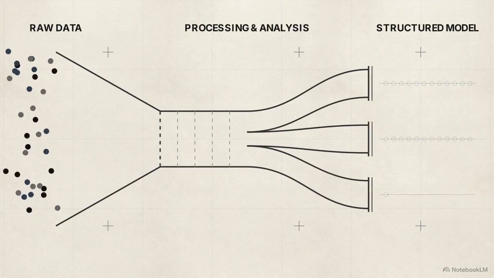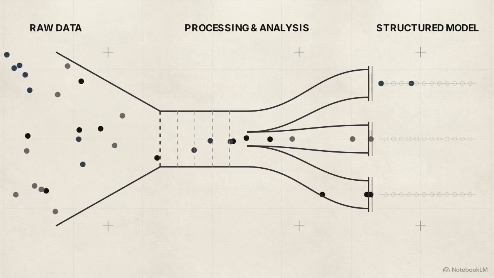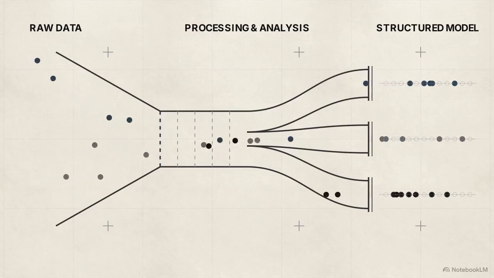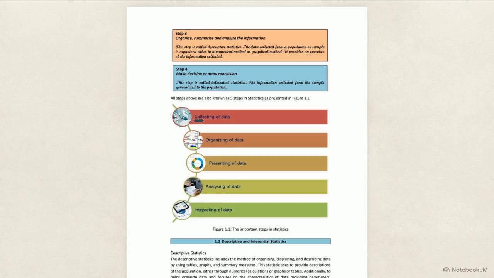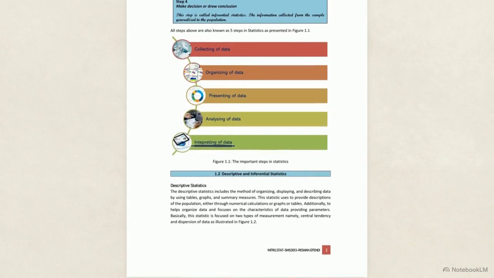Statistics provides that structure. It functions as an engineered pipeline designed to capture that chaotic information and systematically convert it into a structured, actionable model. The process starts by identifying a research objective and collecting information. Next, in the intermediate phase, data is organized, presented, and analyzed to build an overview. Finally, we interpret the processed data. Here, researchers draw logical conclusions and make decisions based on the analysis.